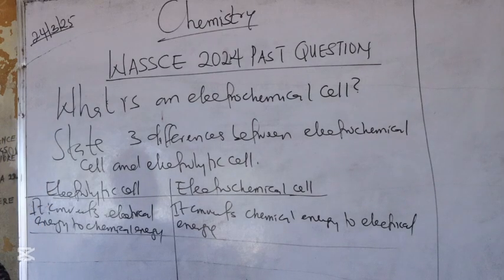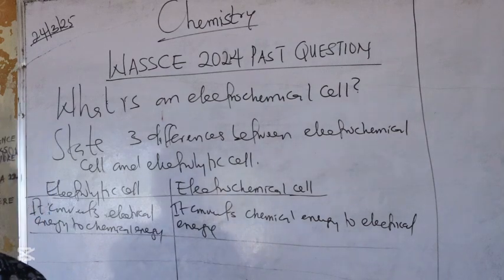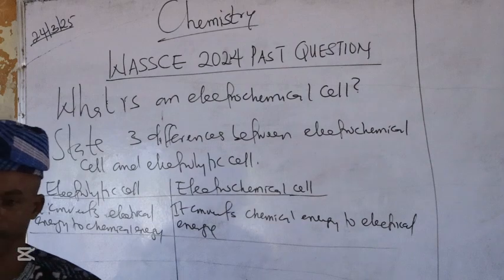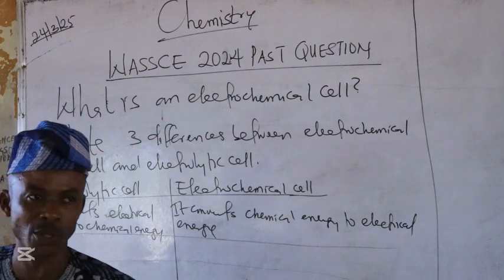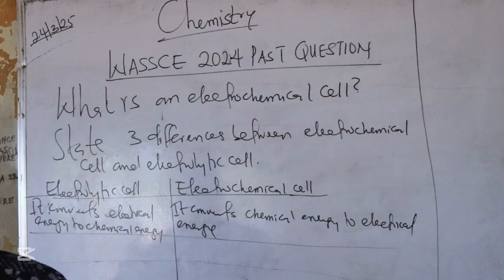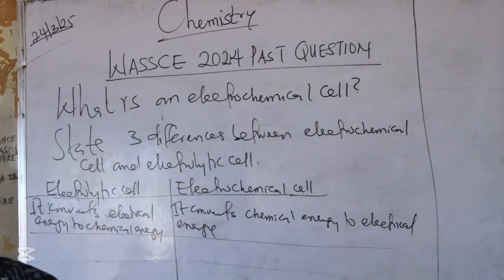Electrolytic cell has only one half cell reaction, while electrochemical cell consists of two half cell reactions. No, both have half cells. You have oxidation half equation in electrolytic, so also we have in the electrochemical. Both have half cell equations. That is oxidation half equation and reduction half. That's not the difference. Any other difference?